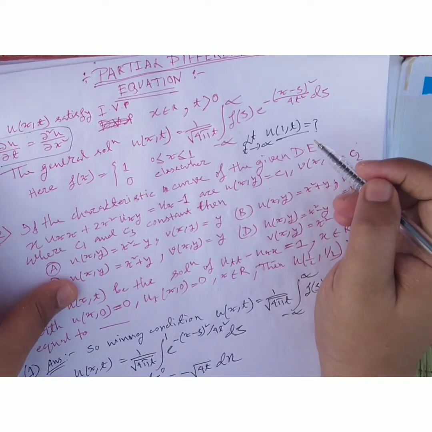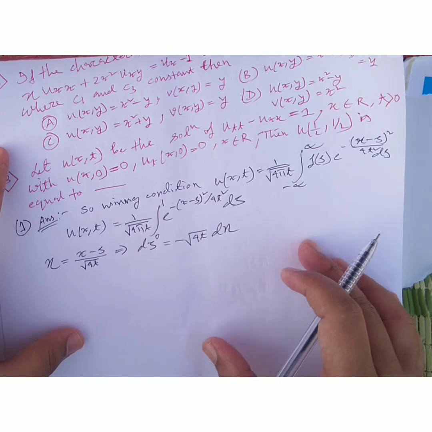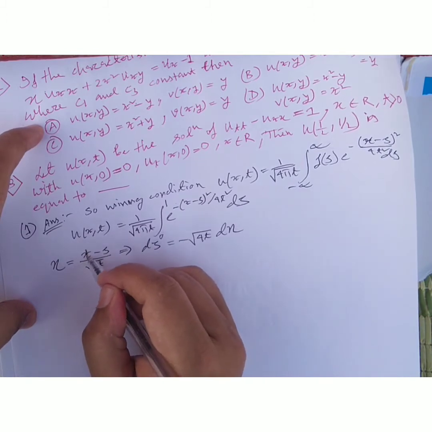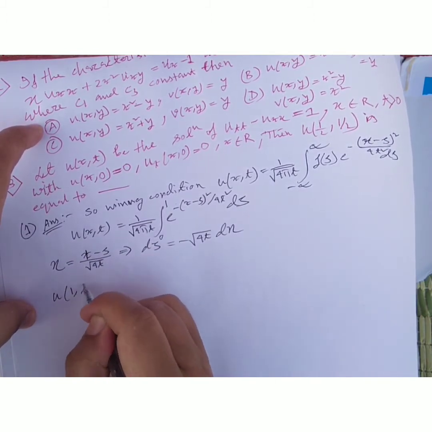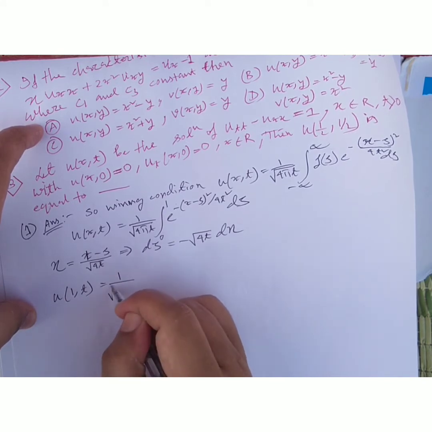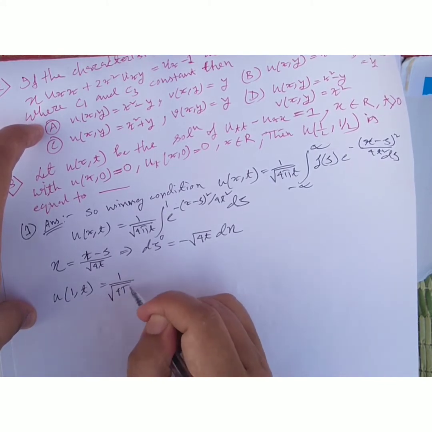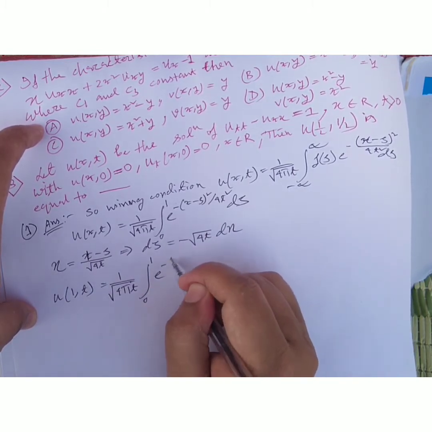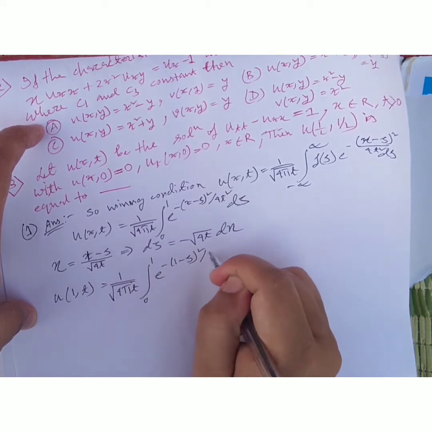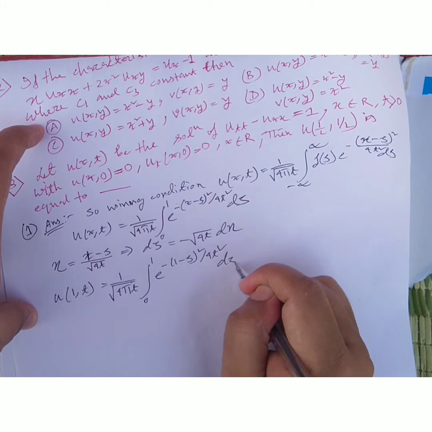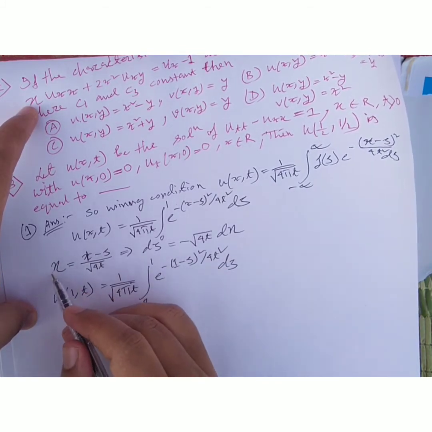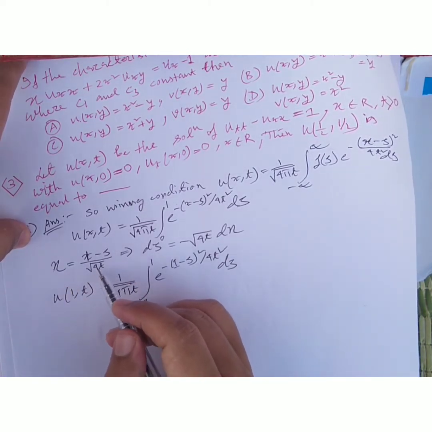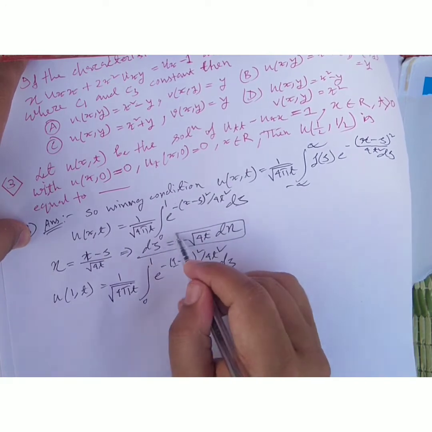And after that, my given question is u(1,t). Okay, look at this u(1,t). So u(1,t) means 1 by root over 4πt, integral from 0 to 1 of e to the power minus (1 minus j) whole square divided by 4t, dj. Here x is equal to 1, and I take eta is equal to (1 minus j) by root over 4t, and dj is equal to this, I get.